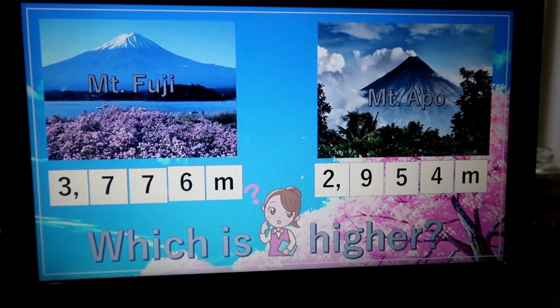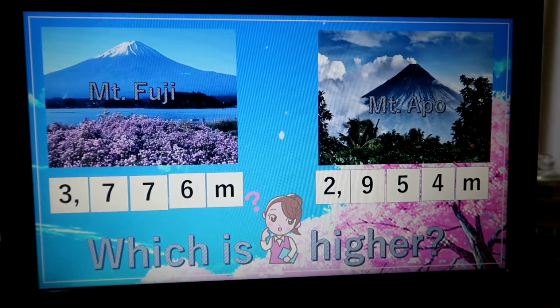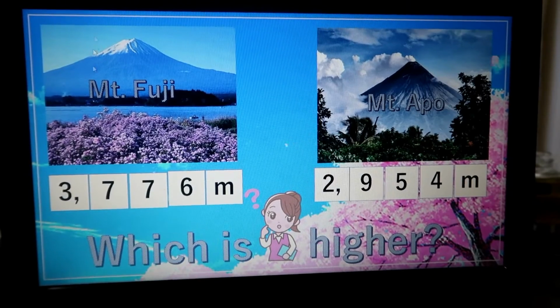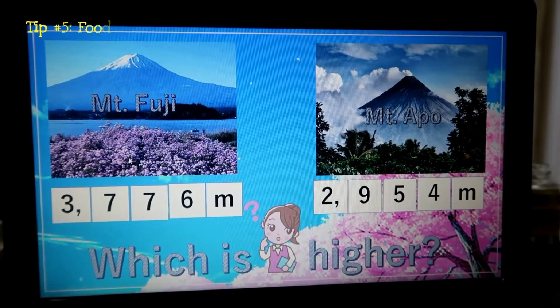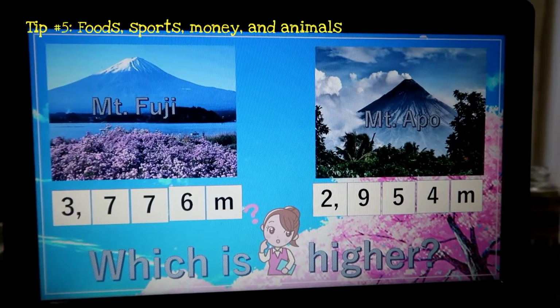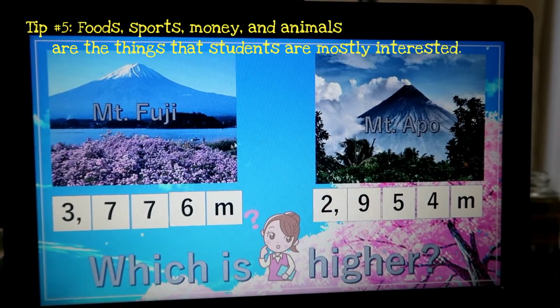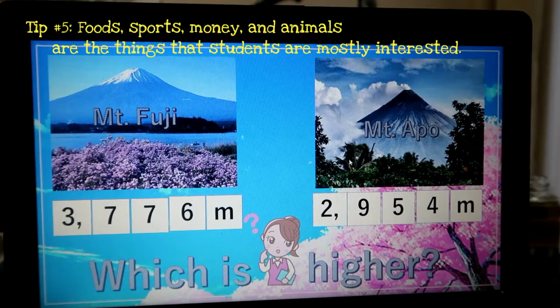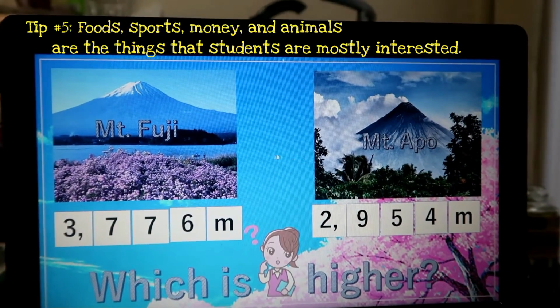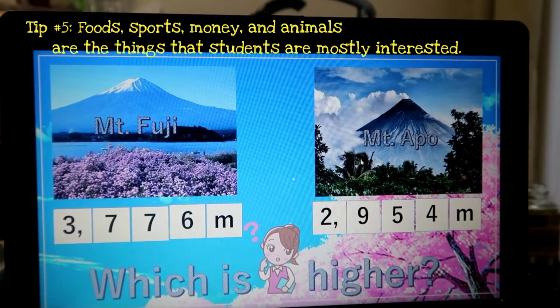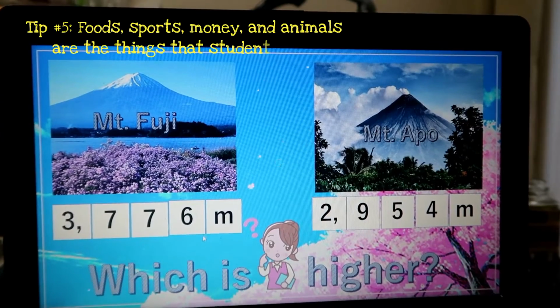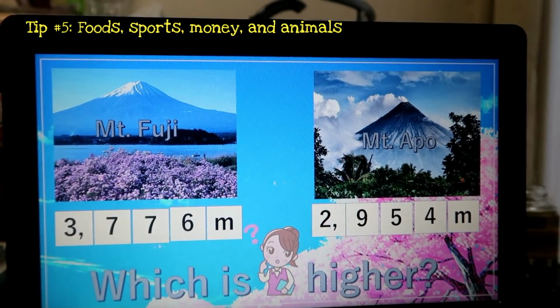Mount Fuji! Yay! Okay, so now they know that Mount Fuji is higher. As you can notice in here, I was introducing them to Mount Fuji and Mount Apo, counterparts in their country to my country. If they have Mount Fuji, we have Mount Apo in the Philippines. Now, one thing that I have reviewed in here is the numbers.